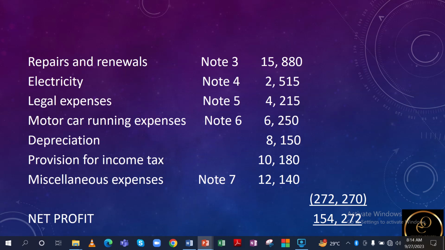We have also provision for income tax 10,180. And we also have under expenses miscellaneous expenses with a note number 7 amounting to 12,140. So the total expenses came to 272,270. Knocked out from the total revenue, the partnership declared a profit of 154,272.